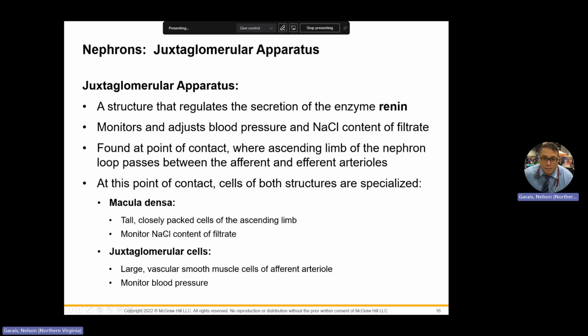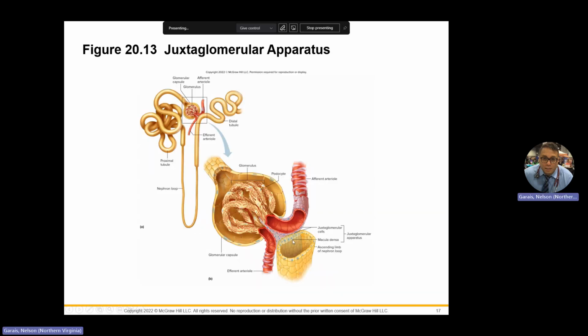And the macula densa monitors sodium chloride. And you can see here, the macula densa part of the JG monitors sodium chloride, and it makes sense. And the juxtaglomerulus means if you're juxtaposed to something, you're glued right next to it. So the glomerulus is right here, and the JG apparatus is here, monitoring. The macula densa monitors salt and chloride, but the JG apparatus as a whole monitors blood pressure.